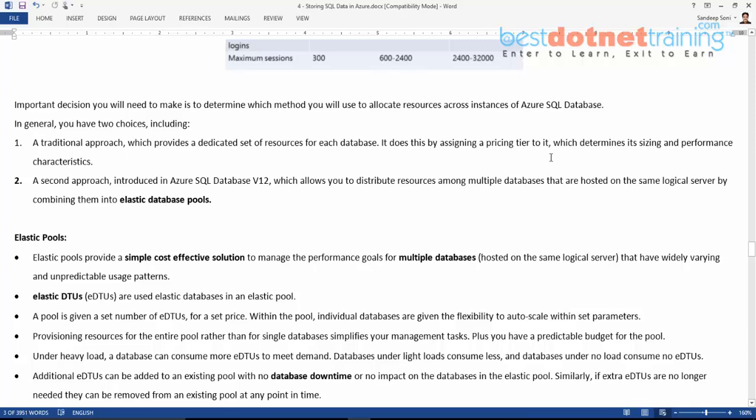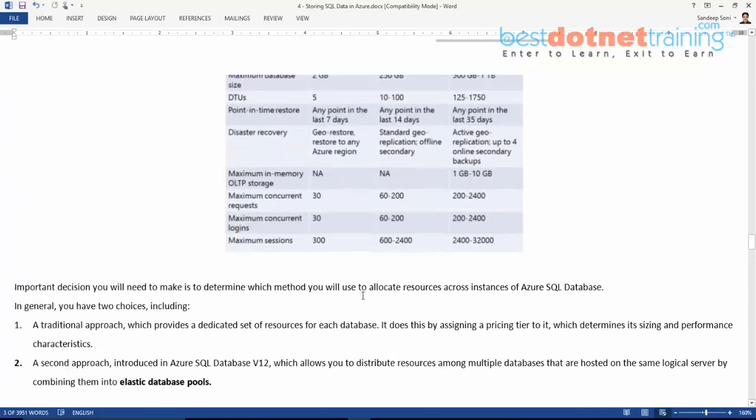Now, what is very important is when we are creating a database in SQL, in Azure, we have the choice of either going for a traditional approach where we will have a dedicated set of resources for each database, or we can have a pool of databases. We call it an elastic pool. And for that pool, we are going to allocate resources which are going to be shared between the multiple databases all hosted in the same pool. That pool is referred to as an elastic pool. So I'm going to talk about elastic pool, but let me be very clear.